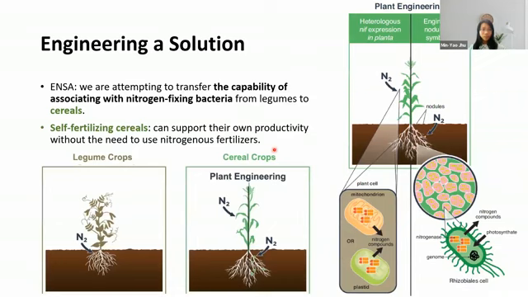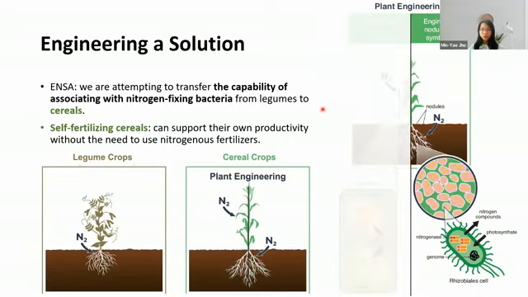However, not all plants have the ability to associate with nitrogen-fixing bacteria. So part of the NIAB project is to engineer plants to help them establish this relationship with nitrogen-fixing bacteria, especially cereal crops. The main purpose is to generate self-fertilizing cereals that can establish a symbiosis relationship with rhizobia, so we don't need to apply extra nitrogenous fertilizer. There are several different approaches for plant engineering, but our group especially focuses on engineering the symbiosis process.